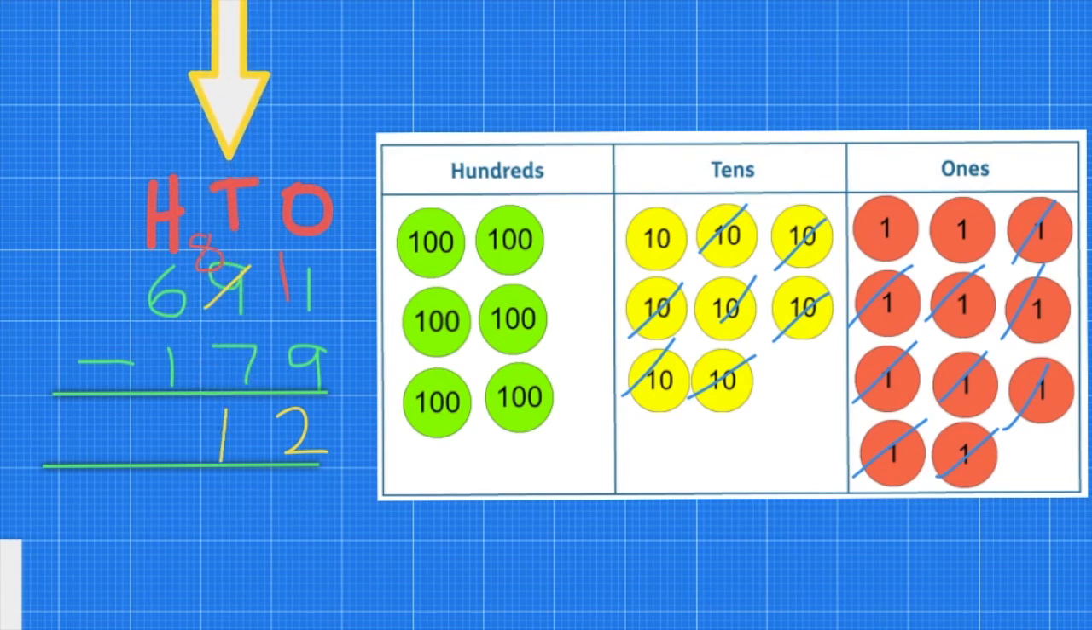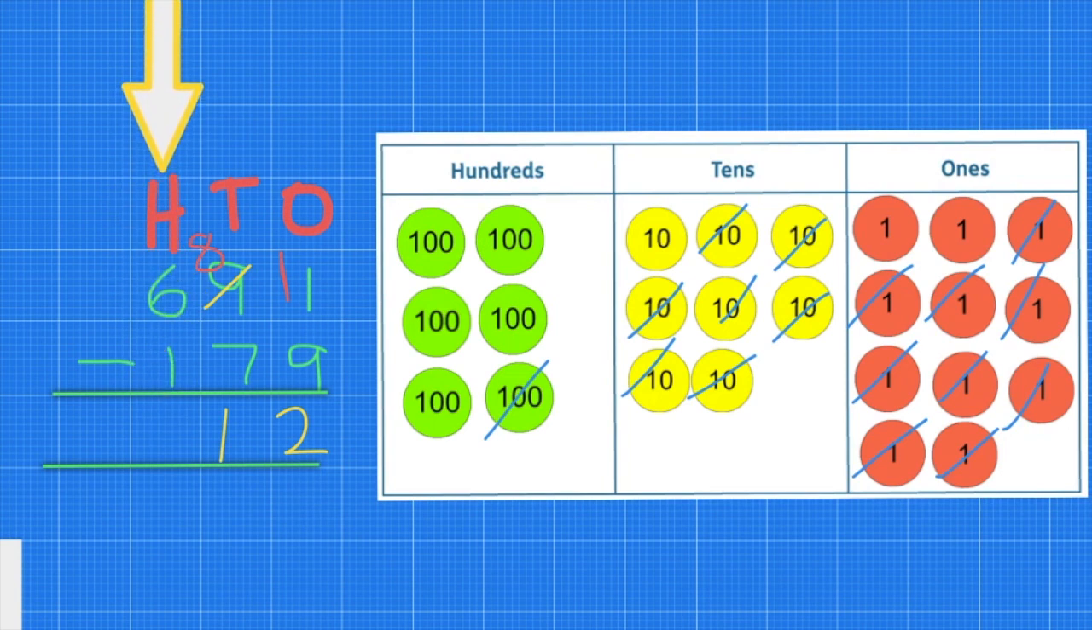Okay, and then the next column, I'd go over to my hundreds column. So 6 subtract 1. So this is pretty easy. I only need to cross out 1. And how many do I have left over? 1, 2, 3, 4, 5. Okay, so 6 subtract 1 equals 5.